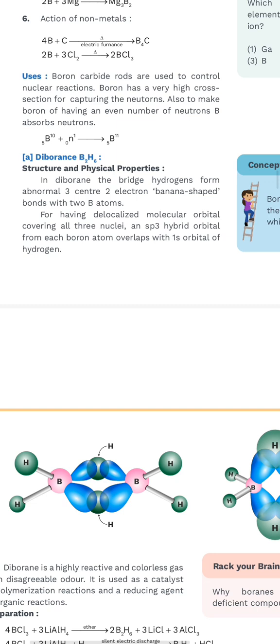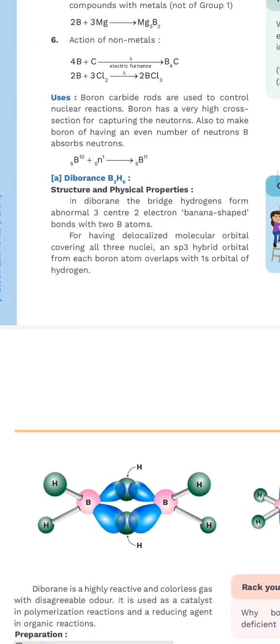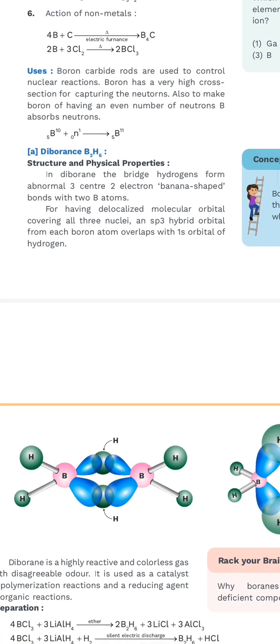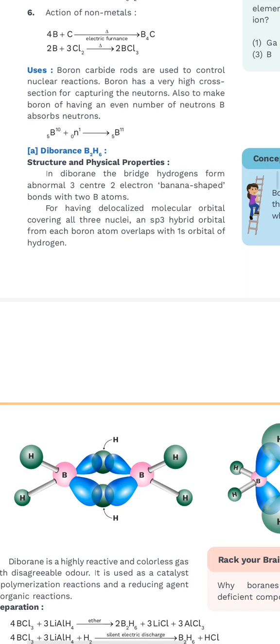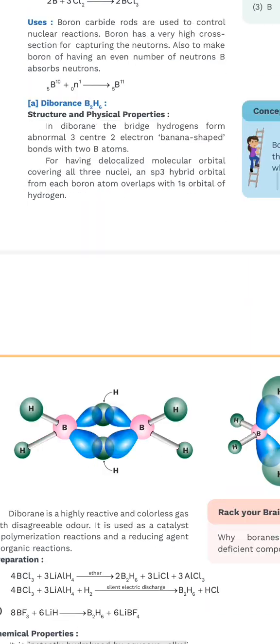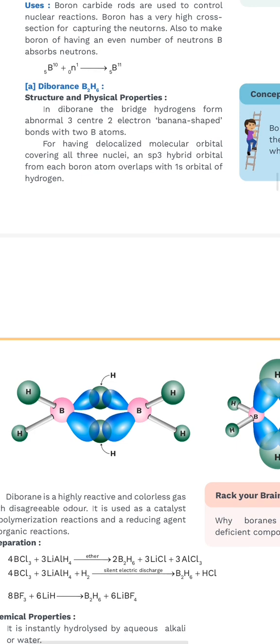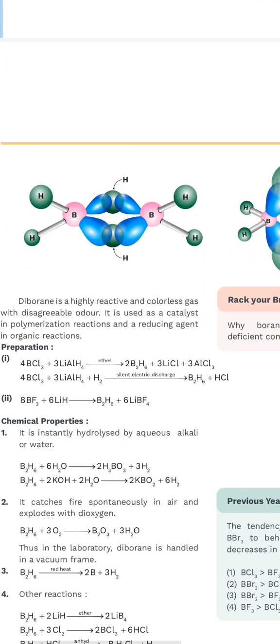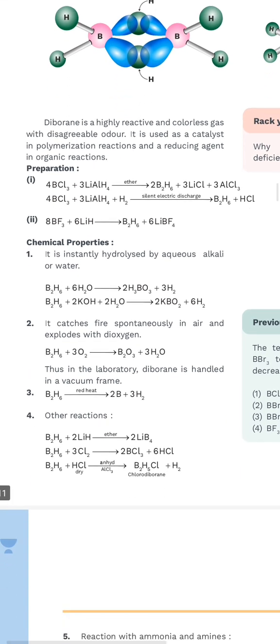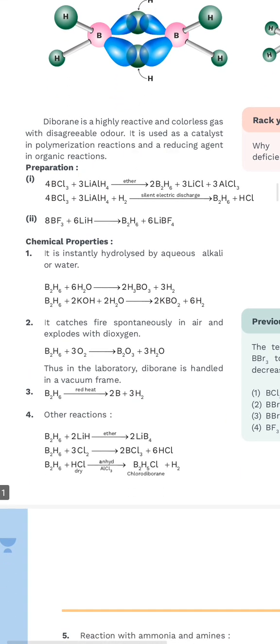Diborane, B2H6. Structure and physical properties. In diborane, the bridge hydrogens form abnormal 3-centered 2-electron or banana-shaped bonds with 2 boron atoms. For having delocalized molecular orbital covering all 3 nuclei, an sp3 hybrid orbital from each boron atom overlaps with one s orbital of hydrogen. Diborane is a highly reactive, colorless gas with a disagreeable odor.